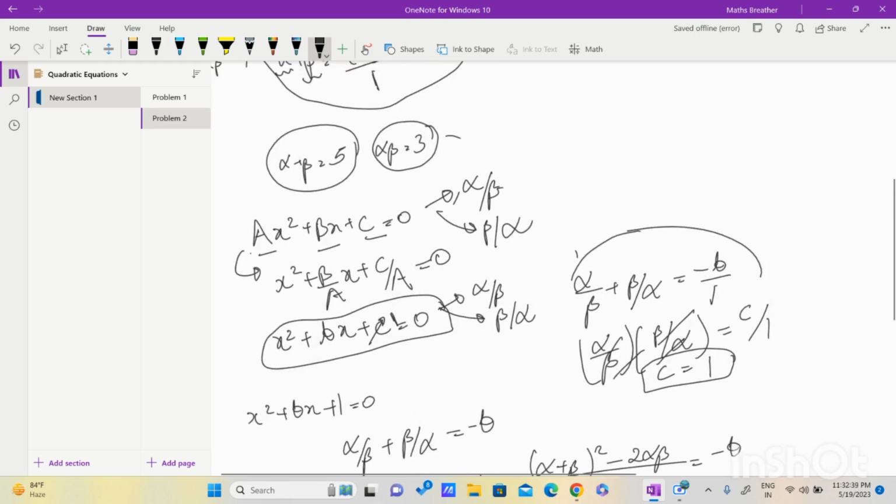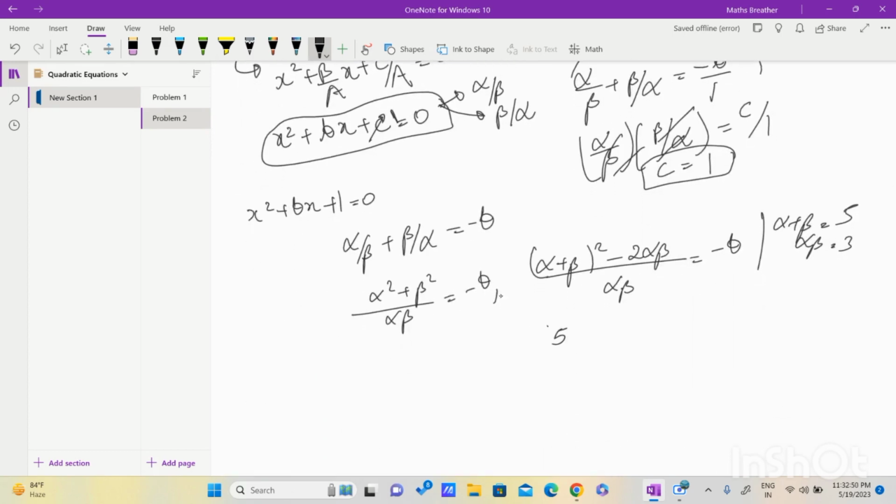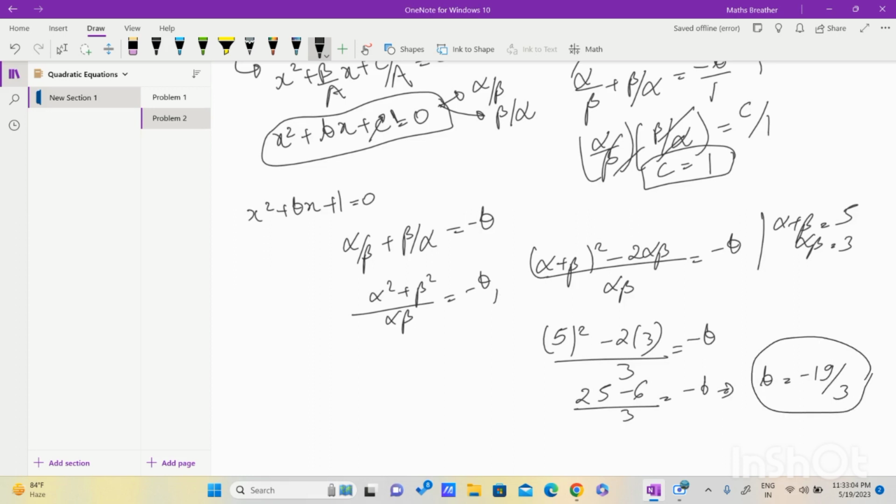Now from the above equation, alpha plus beta equals 5. I'll write it here as well. Alpha plus beta equals 5, alpha beta equals 3. So I'll use those values. So 5 square minus 2 times 3 upon 3 equals minus b. 25 minus 6 upon 3 equals minus b. So b becomes minus 19 by 3. Henceforth, your equation becomes x square minus 19 by 3 x plus 1 equals 0.